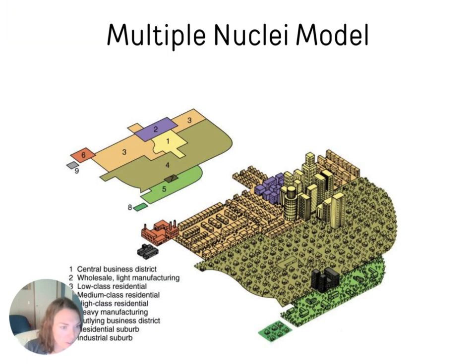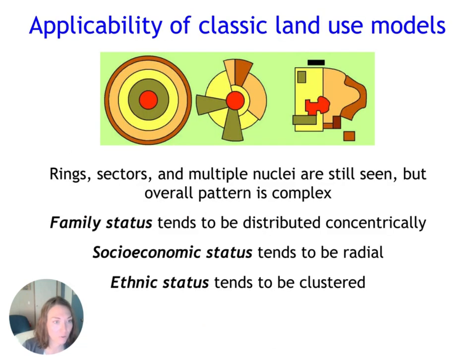So you can see here we have the central business district. This can vary a lot, kind of depends where the different nuclei are, but just remember those are like centers of activity and influence. So applicability of the classic three land use models, we have ring, sectors, and multiple nuclei. Family status seems to be distributed concentrically. Socioeconomic status tends to be radial, and ethnic status tends to be clustered. Those are some of the conclusions you can make.